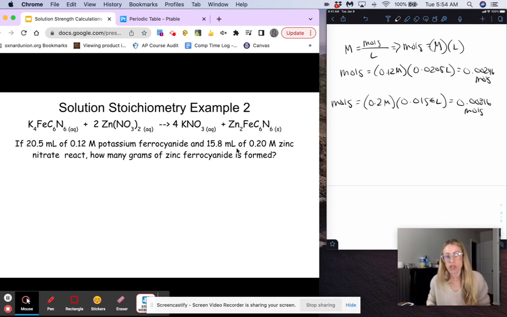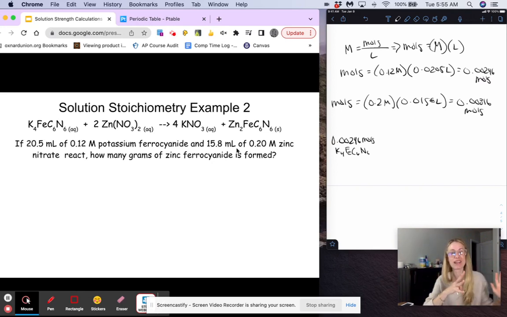All right. So now that I have our amounts in moles, I now can find how many grams of zinc ferrocyanide is formed. And so remember, I have to do two different calculations. And then because this is a limiting reactant problem, whatever is the lesser amount is going to be the amount that's actually formed. So starting with 0.00246 moles, and this is the first one, so potassium ferrocyanide, which is K4FeC6N6. My goodness, I'm just running out of room constantly, I feel like.